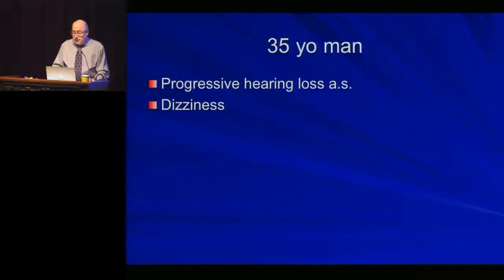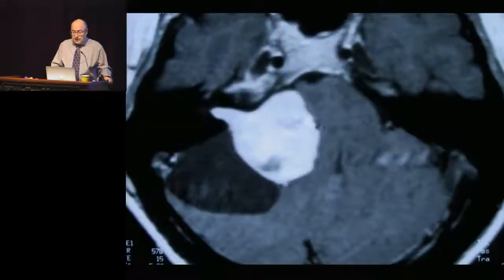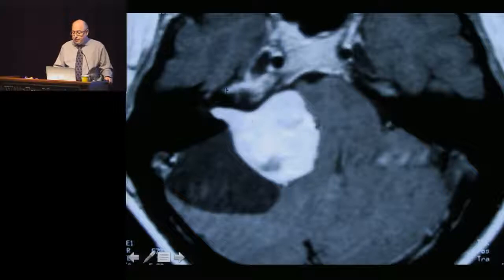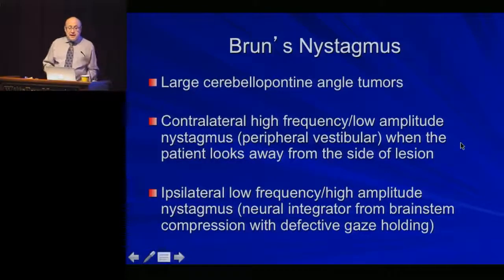So here's a 35-year-old man with progressive hearing loss in his left ear. He has dizziness, and he has this large tumor that's not only on the peripheral nerve, but it's pressing on the brainstem. So we're going to get two kinds of nystagmus together. We're going to get a peripheral vestibular nystagmus from this nerve, and we're going to get a neural integrator nystagmus from pressing on where the horizontal neural integrator is. So we see this with large CP angle tumors.